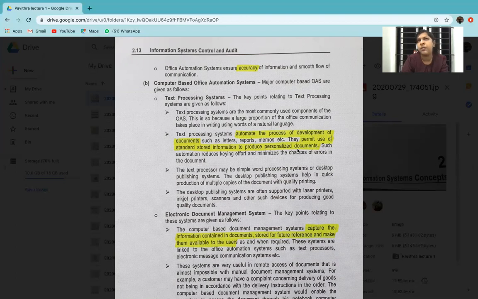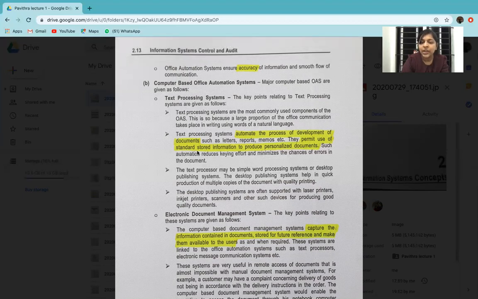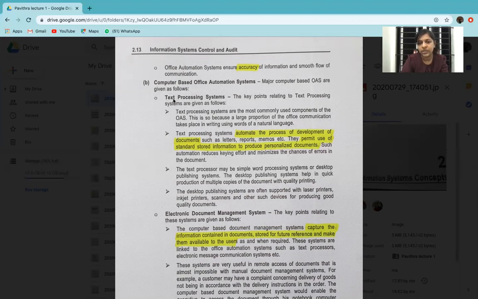Say for example, when you go for ordering and your payment page appears, then your name, your mobile number, your address, everything comes pre-filled. So it automates the process of development of documents and permits use of standard stored information. This is about the text processing system.